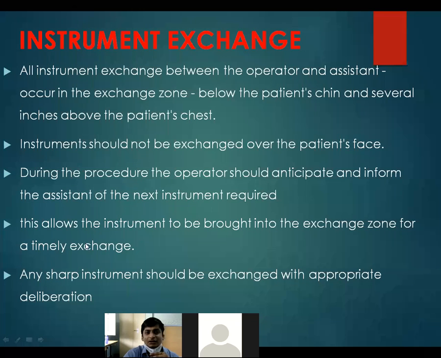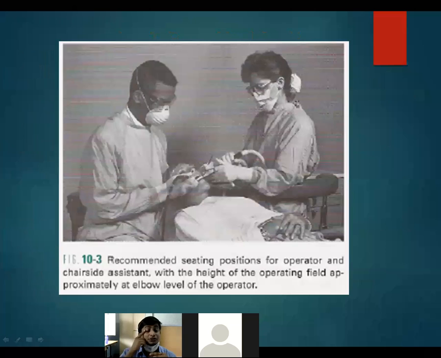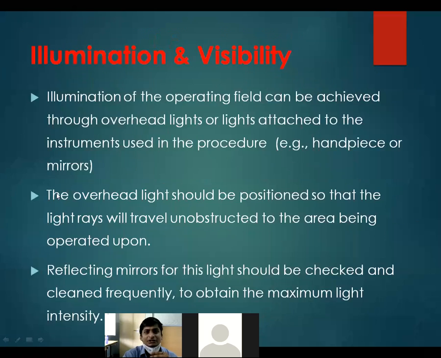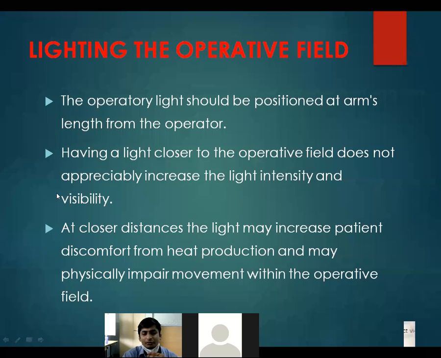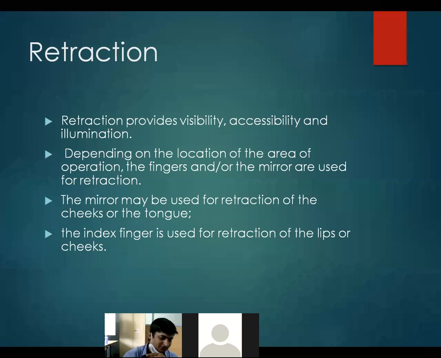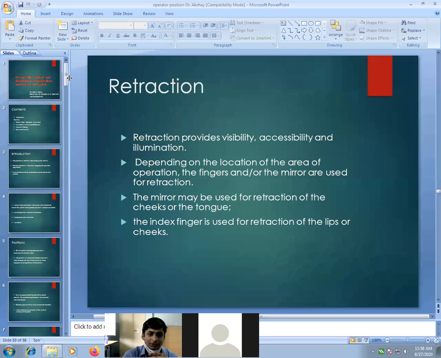We'll see instrument actions and other things in the next class. We have seen the different chair positions, operator position, and assistant position. We'll be seeing instrument exchange, illumination, visibility, and other things, such as lighting and how the lighting in the operating field should be. All these things in the next class. This is a very important lecture considering your clinical point of view. Read it from the student material. While coming to the next class, you will understand more clearly.